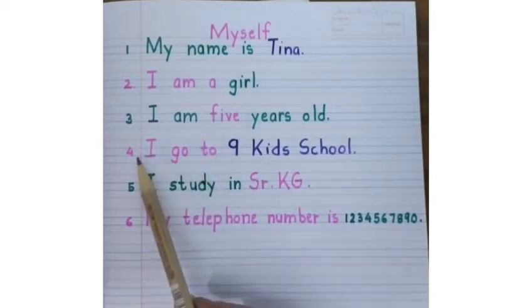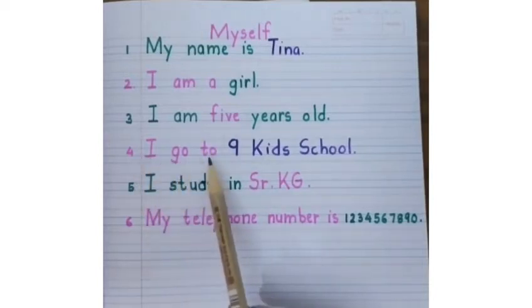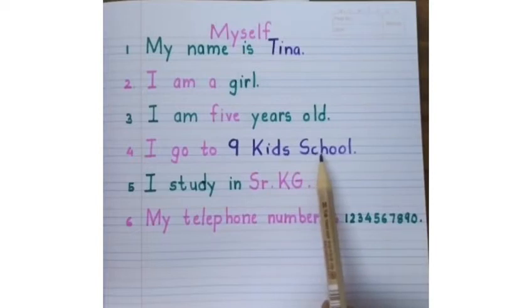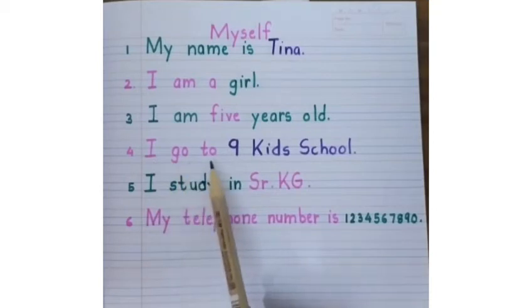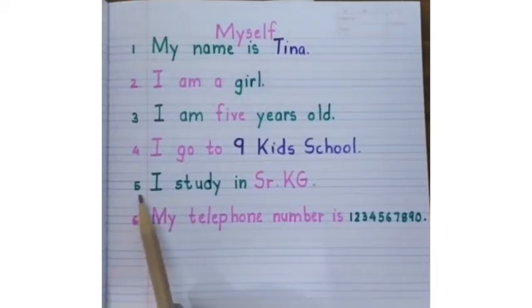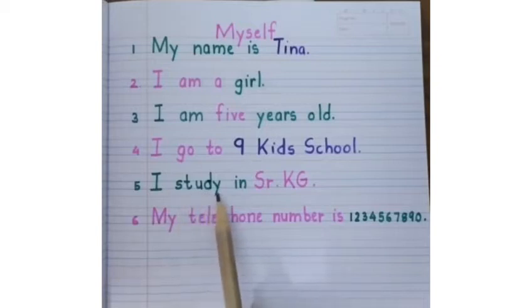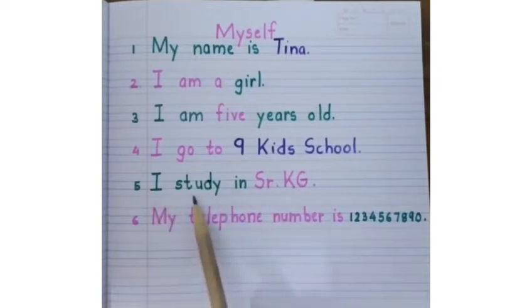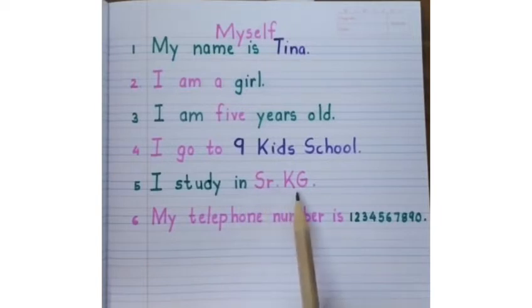Now the fourth sentence. I go to 9 Kids kids SCHOOL school. I go to 9 kids school. Now the fifth sentence. I study in Sr. KG, senior KG. I study in senior KG.